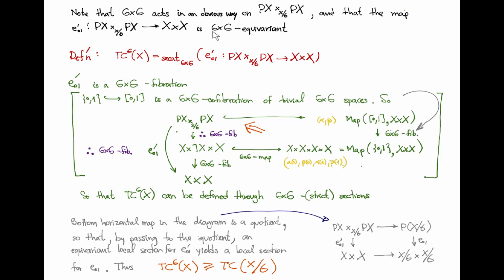So now you have this fibration which is G cross G equivariant, and then you can take the G cross G equivariant sectional category of that fibration, and this is the invariant topological complexity. One can observe that this is a fibration, it's quite easy. And it is just as easy to see that it is G equivariant, by essentially the same argument, and it's explained over here. So you can define the invariant topological complexity through strict G cross G sections.